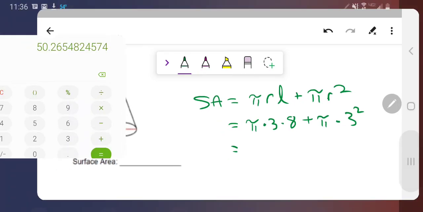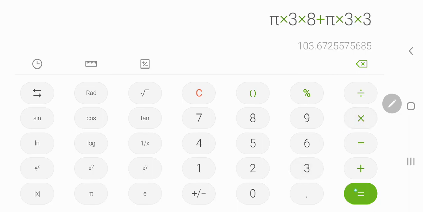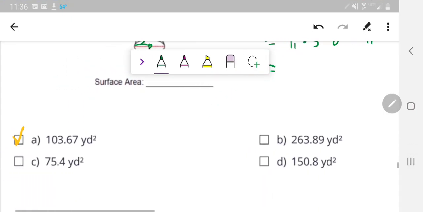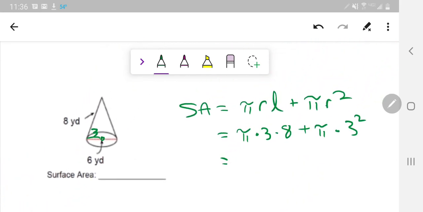So pi times 3 times 8 plus pi times 3 times 3. And our answer, about 103. Let's see, how are we doing? About 103. There we go. Yeah. All right, so that's it.